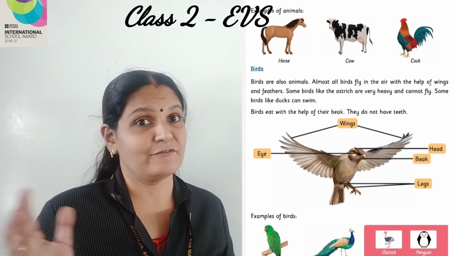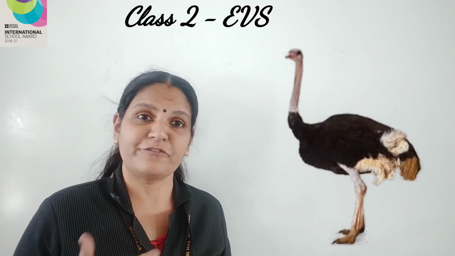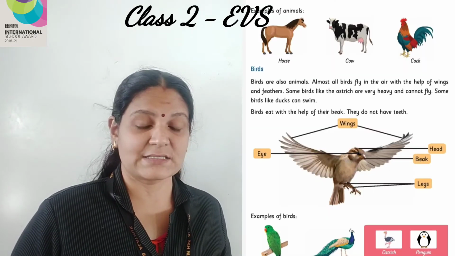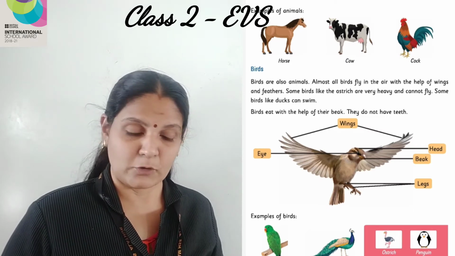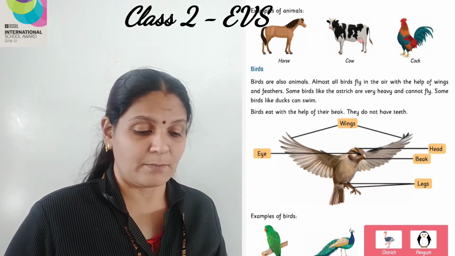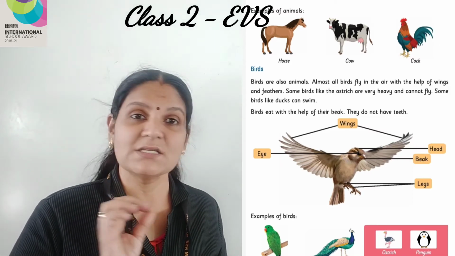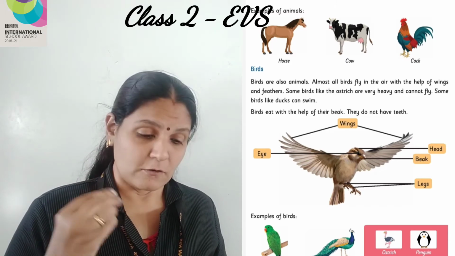Ostrich bird വളരെ വലിയ ഒരു ബേർഡാണ്, and it is so heavy that it cannot fly. അതിനെ കൊണ്ട് പറക്കാൻ പറ്റില്ല. Some birds like ducks can swim. അപ്പോൾ നമ്മൾ ഡക്സ് കണ്ടിട്ടുണ്ടല്ലോ അല്ലേ, വെള്ളത്തിൽ ഇങ്ങനെ നീന്തി പോകുന്നത്. Birds eat with the help of their beak and they do not have teeth. അപ്പോൾ ബേർഡ്സിന് ടീത്ത് ഇല്ല, അതിൻ്റെ ബീക്കും കൊണ്ടാണ് it is eating the food.